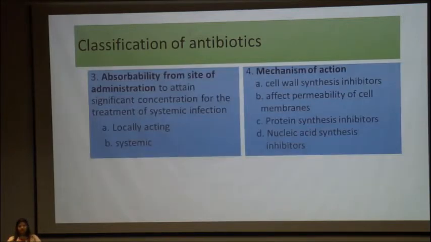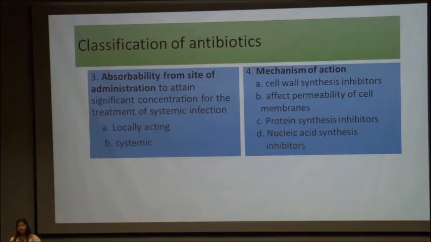So there is a vague line between the two, whether the antibiotic is a broad spectrum antibiotic or narrow spectrum. Then depending upon the absorbability from the site of action, whether it is a locally acting agent or a systemic agent. So we know neomycin is a locally acting agent, or we have mupirocin, which is a locally acting agent, and then we have systemic antibiotics, which usually are distributed throughout the body.